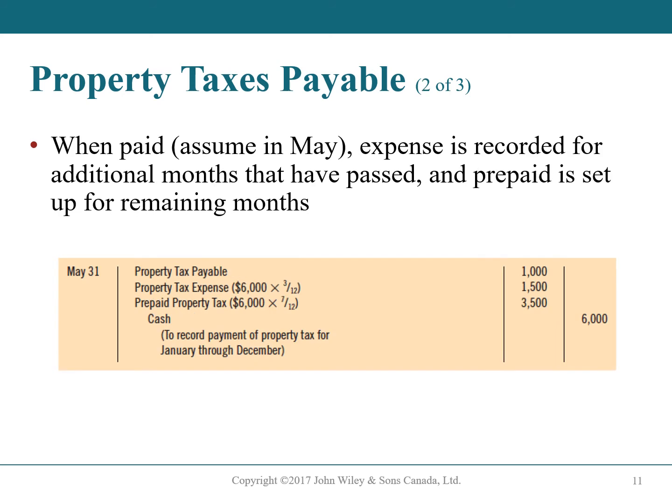When the property tax is paid, so assume say in May, the expense is recorded for the additional months that have passed, and prepaid is set up for the remaining months. So in this example, we will debit our property tax payable of $1,000, which is for January and February. Then we create a property tax expense for the months that have passed. So remember that we have March, April, and May. So here we have 6,000 times 3 divided by 12, and that gives us 1,500, which is debited.